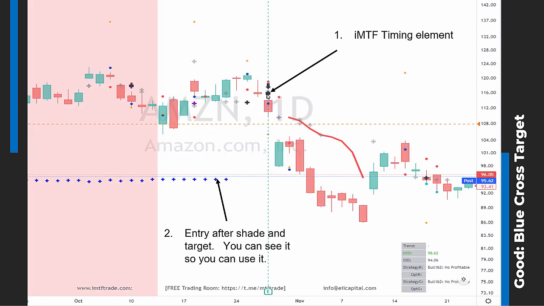In this example, the timing element is here. You entered right there, and this is after the shade here. So it's not in the shade as in the previous example. That's completely fine. As long as you could see these blue cross targets, you could use them as your target level. So the key is that if you have a timing element outside the shade, as long as you could still see these cross targets and have not gotten there, you could reuse them.